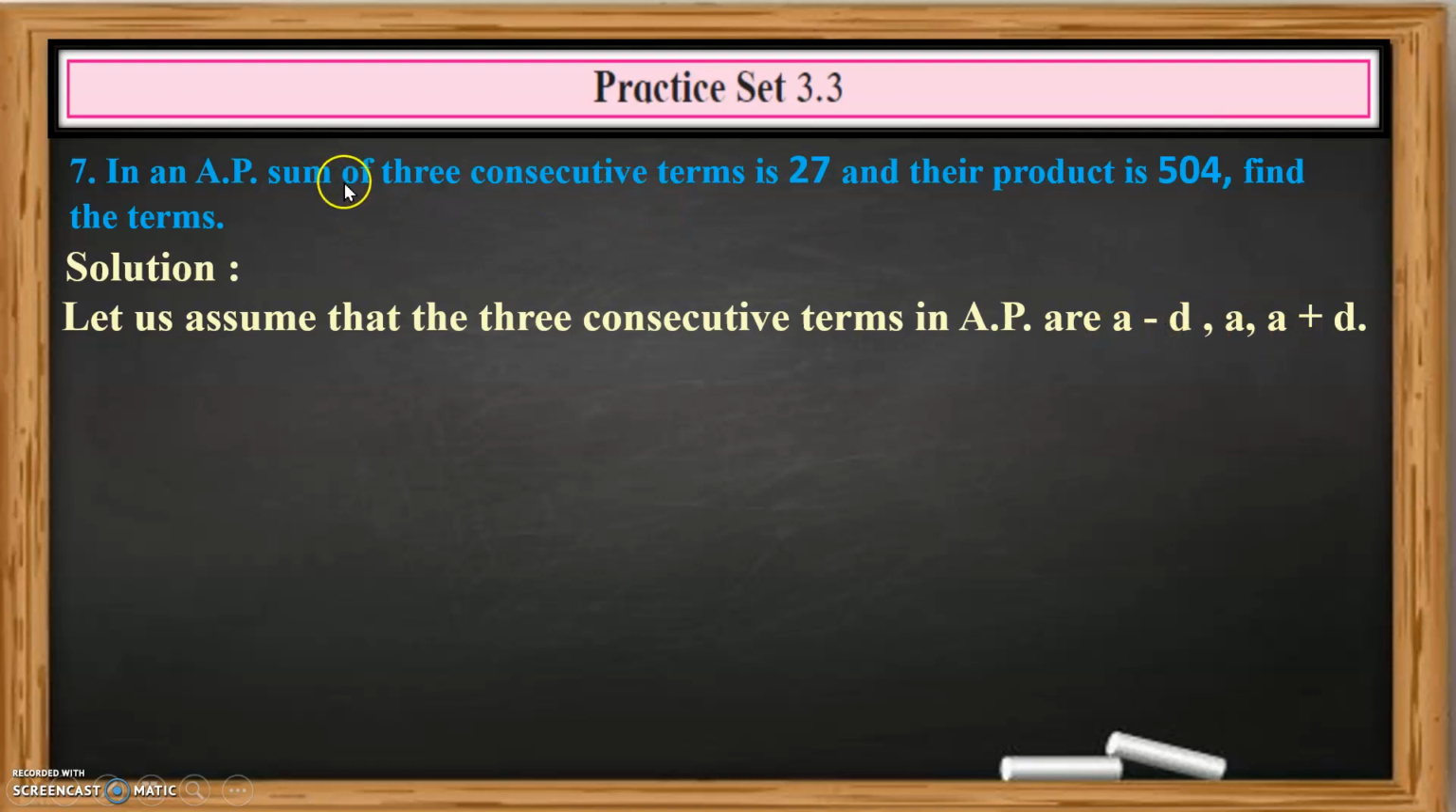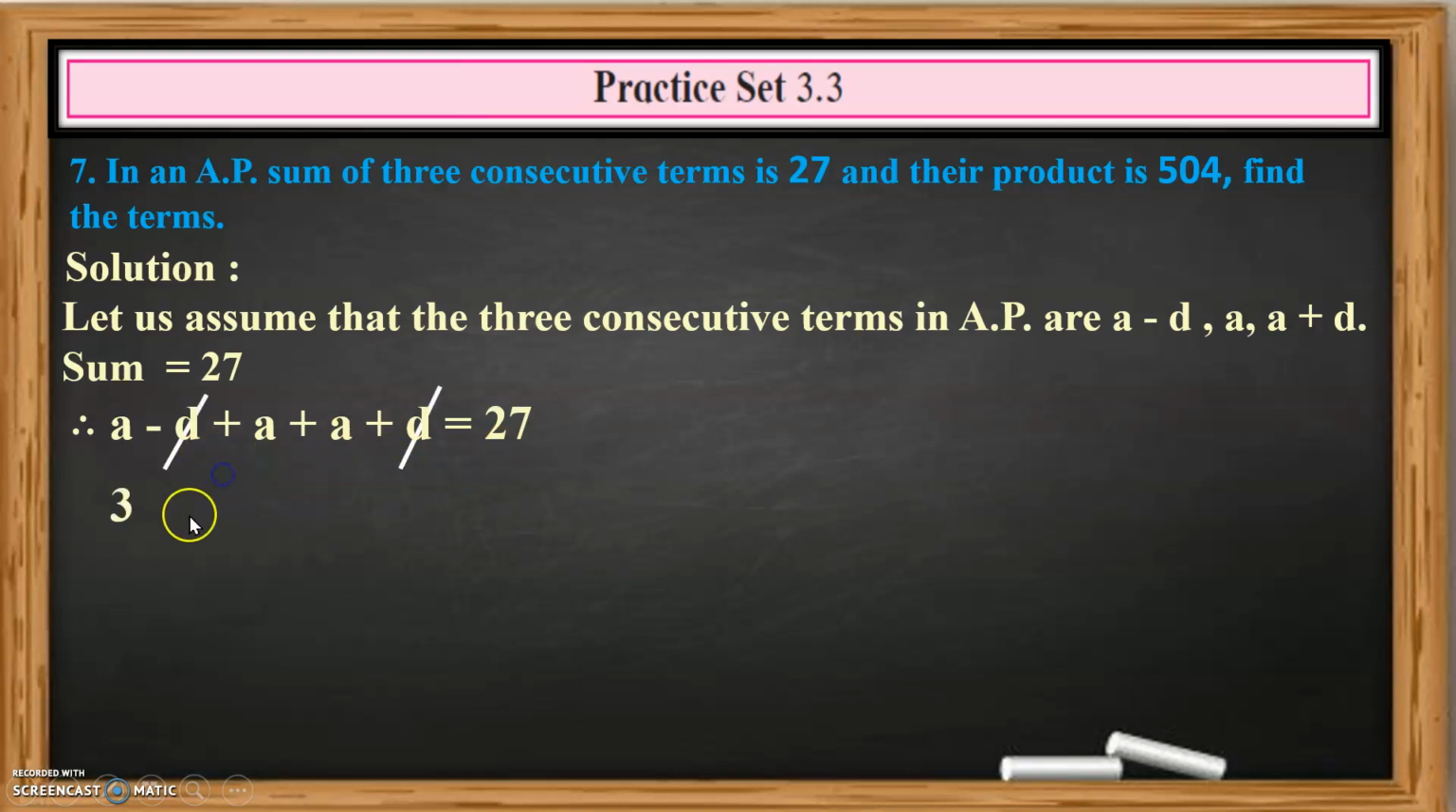So what is the first condition? The sum is 27. So we write sum is equal to 27. Sum means you have to add up all these. So next step we will add. Therefore a minus d plus a plus d is equal to 27. Now this d and this d will get cancelled. So you will be left with 3a is equal to 27. Now we'll solve for a. A will be 27 upon 3, equal to 9. So therefore we get a equal to 9.